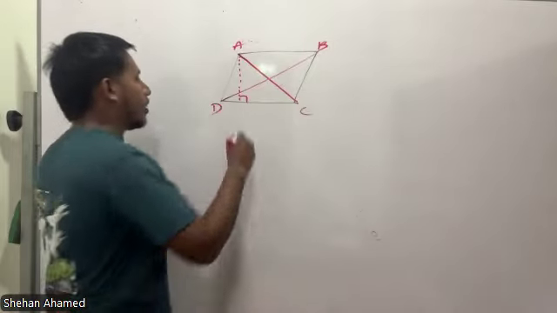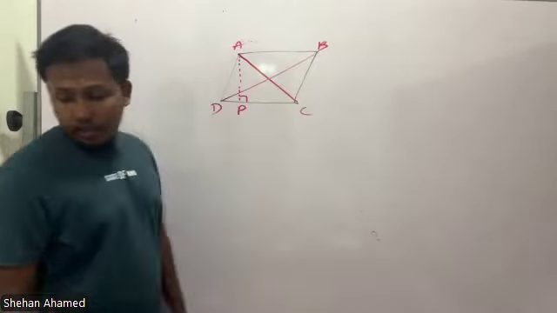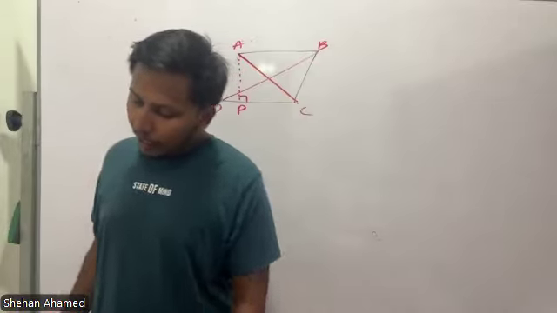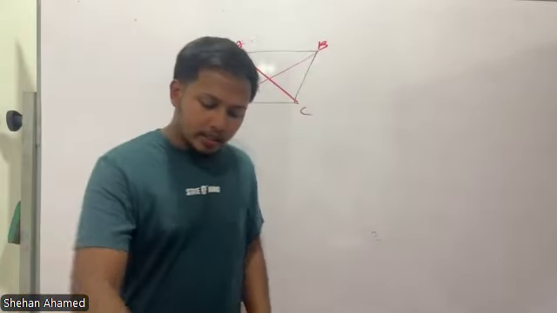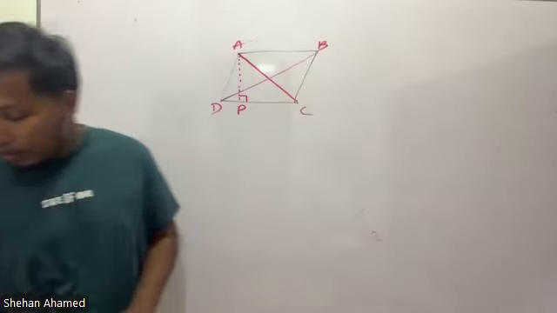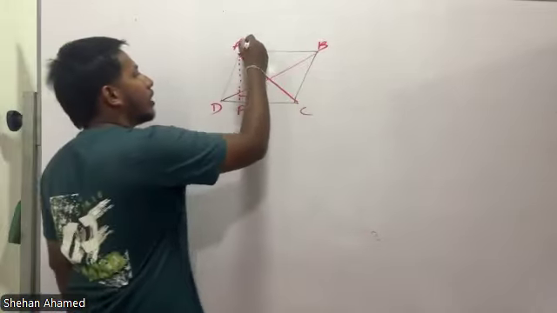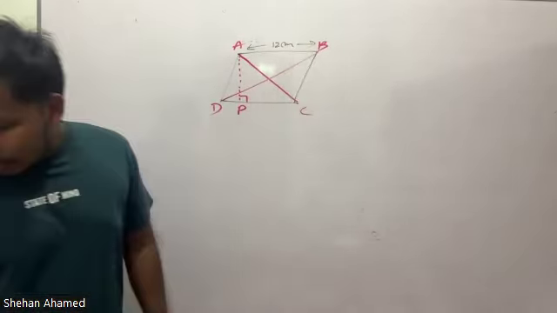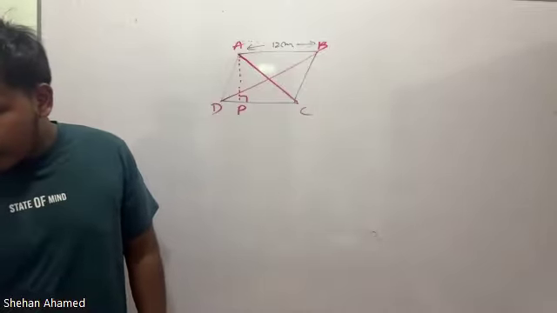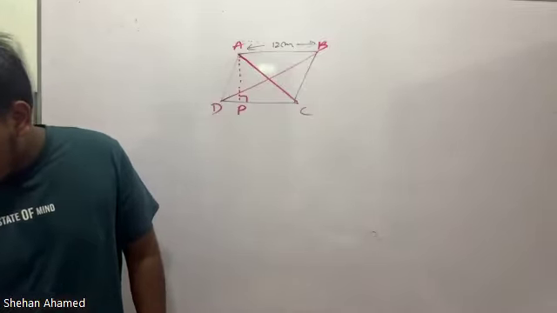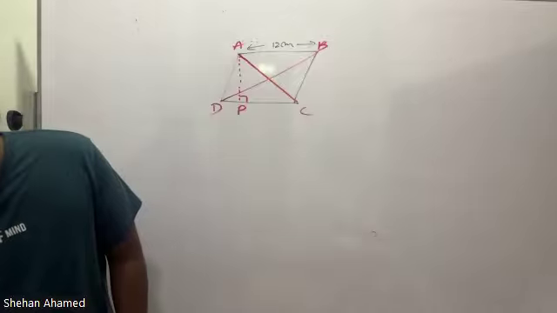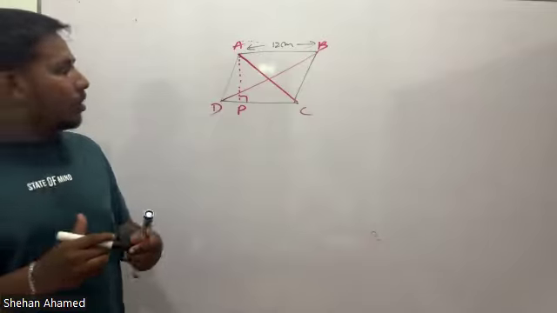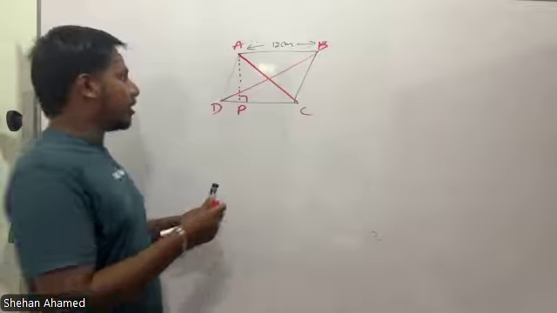And this is P. Now they are telling AB is equal to 12 centimeters. I'm going to mark it on the diagram, 12 centimeters. And then the area of the triangle BCD is equal to 48 centimeters square.